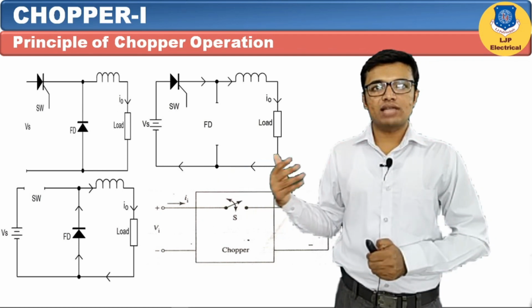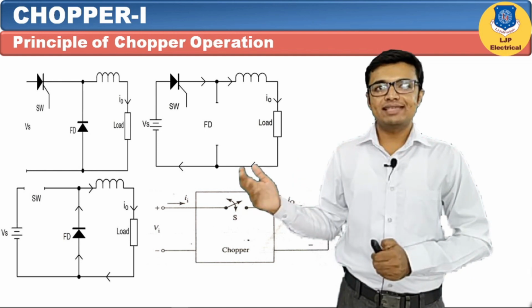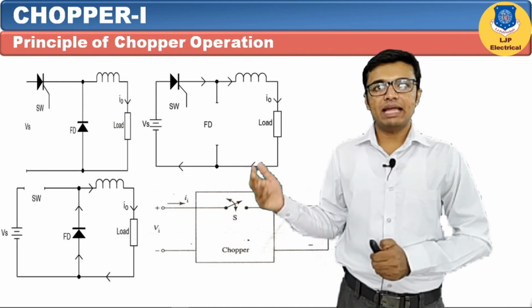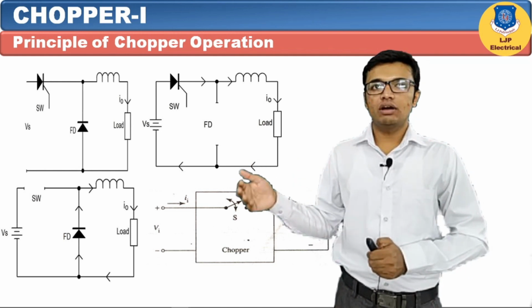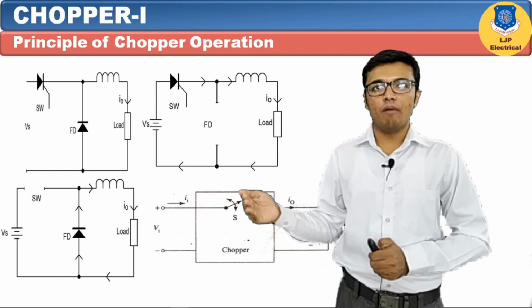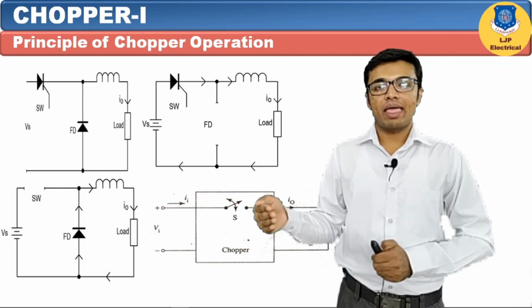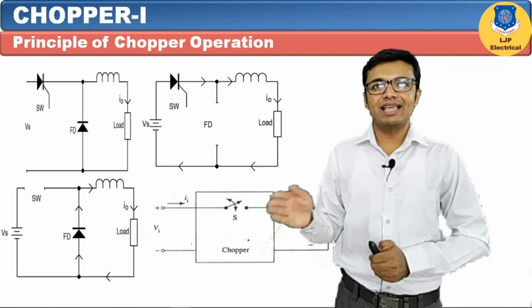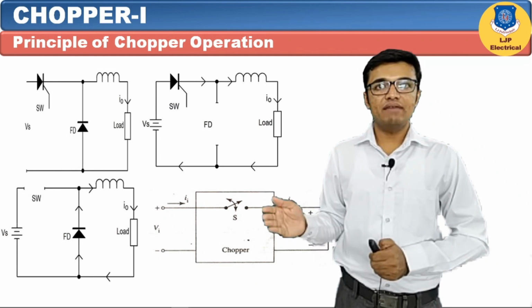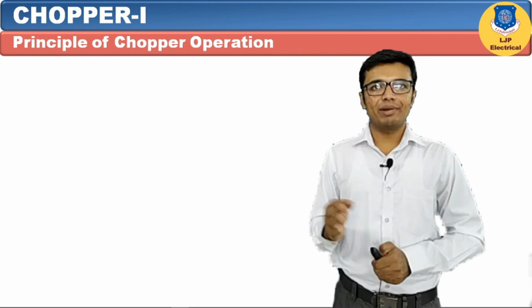When the SCR is turned on, the output voltage is equal to the input voltage. When the SCR is turned off, the diode will freewheel. The diode will come across the load, hence the output voltage when the switch is off is 0. So this is the step down chopper. It means the value of the output voltage is lesser than the input voltage. In the same way, we have shown the combined circuit diagram of this chopper. Let's see chopper operation in detail.